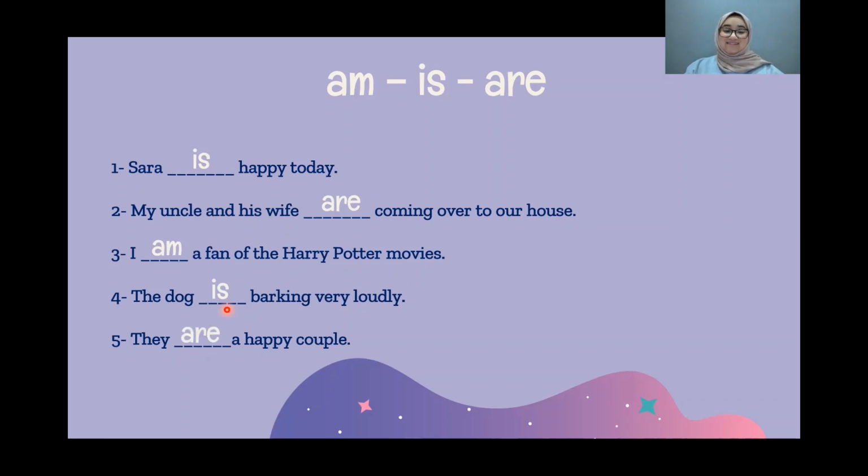The last sentence, they are a happy couple. They, we use are with them because they is for more than one person. That's very simple, right? How much did you get out of 5? I think you did great. Are you ready to move on to the next slide?